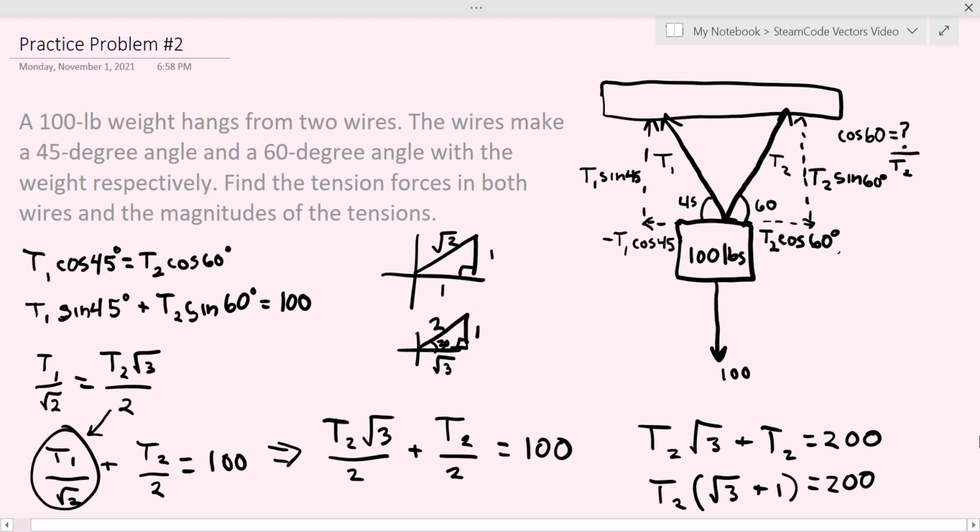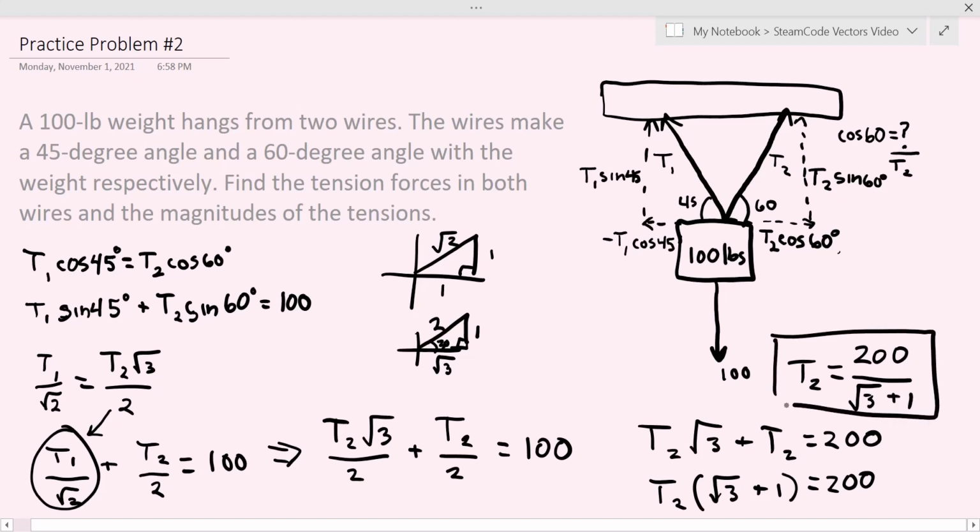And then for T sub 2, divide both sides by root 3 plus 1. So that becomes T sub 2 is equal to 200 divided by root 3 plus 1. Now we have the magnitude of T sub 2. Now let's find the magnitude of T sub 1. I know this might look pretty ugly, but let's get through it.